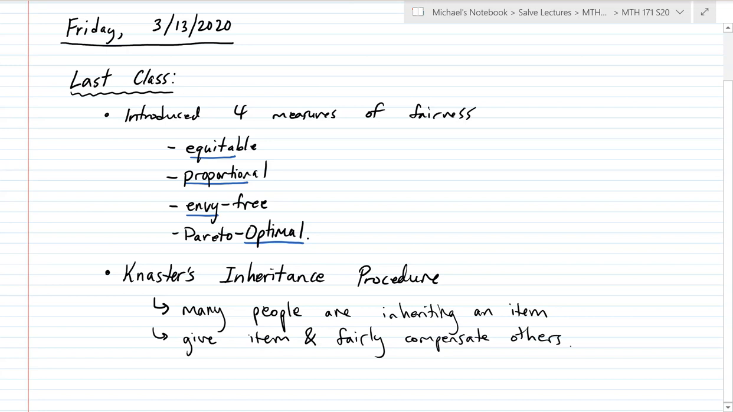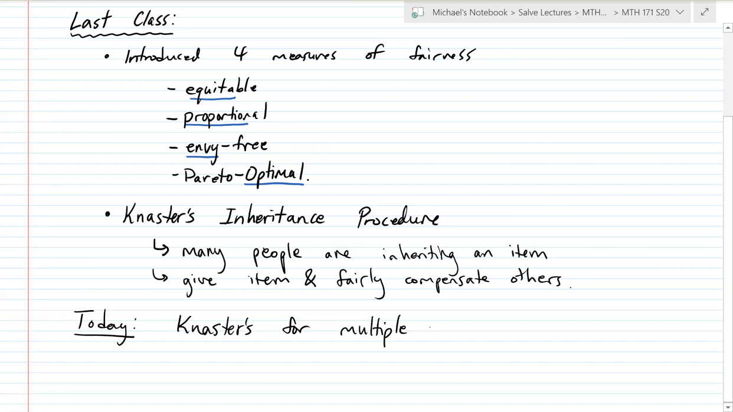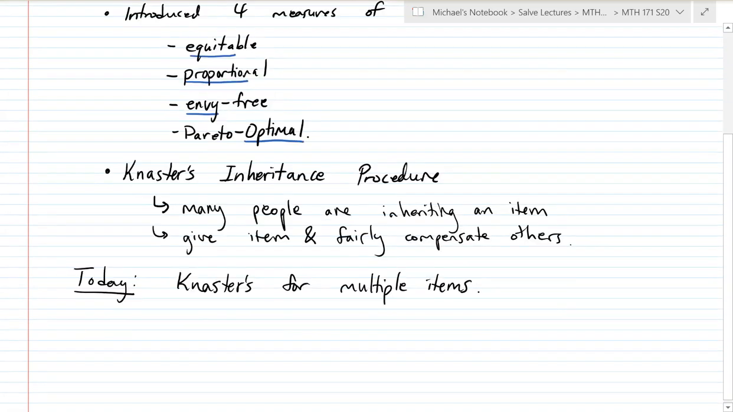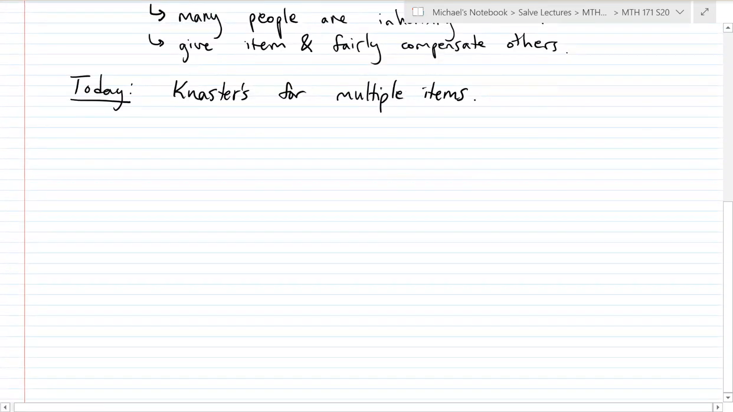All right. And so today I'd like to just do another example of Knaster's inheritance, and we'll see how to do Knaster's inheritance for multiple people and multiple items. And if you remember the worksheet that we handed out last class, the example on the back was just a way of helping us go through this.